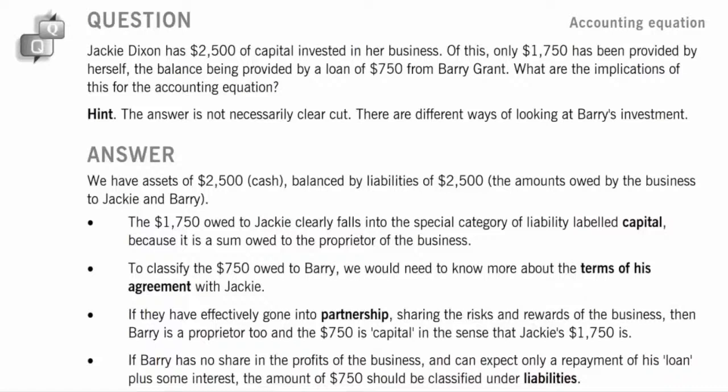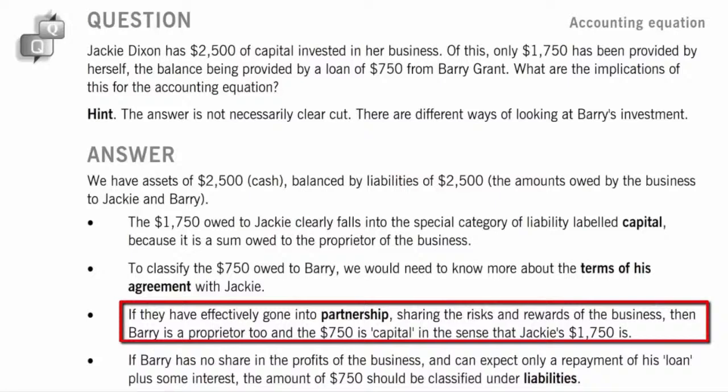Scenario 1. Barry is a partner. If Jackie and Barry are partners in the business, meaning they share the risks, rewards, and profits, then Barry's $750 would be considered capital. Why? Because as a partner, Barry has a stake in the business, just like Jackie.